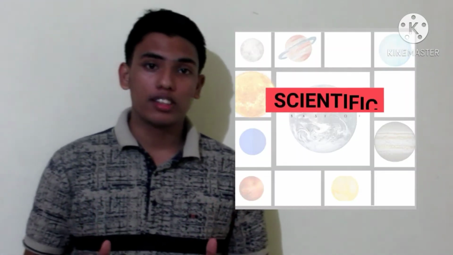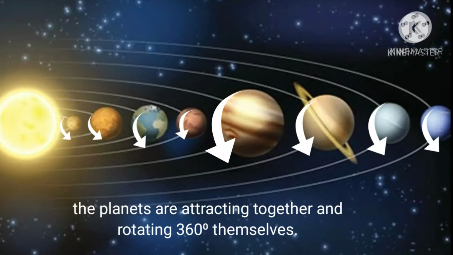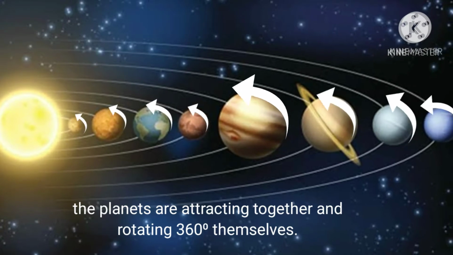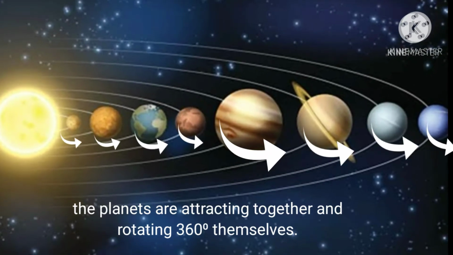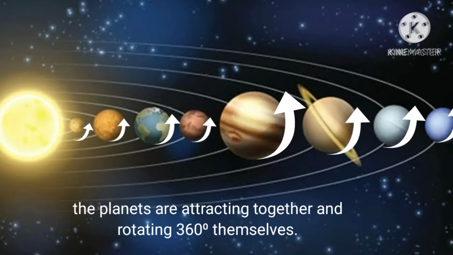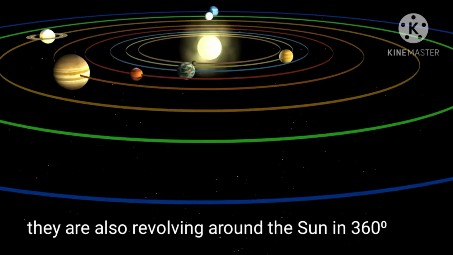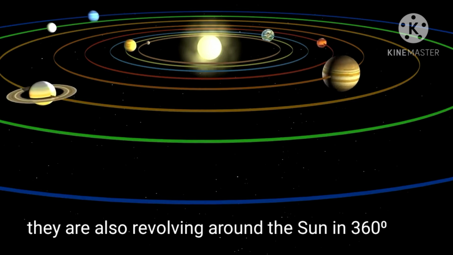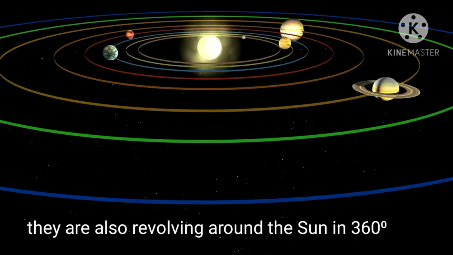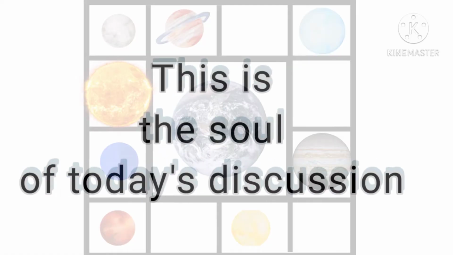Today we will be discussing the scientific base of JYOTHISHAM. Look carefully at this picture. You can see that these planets are attracting together. They are also rotating 360 degrees themselves. These planets also revolve around the Sun in 360 degrees. This is the soul of today's discussion.